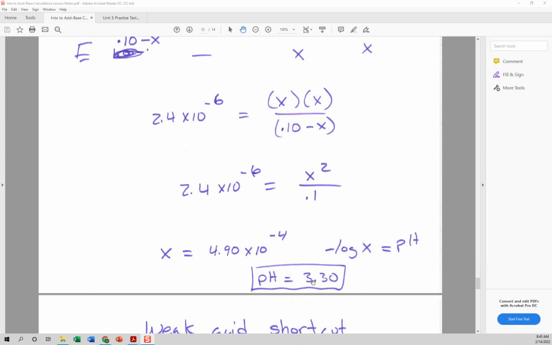So let's think about it. If I had 0.1 molar HCl, the pH of that would be 1, the negative log of 0.1. But if I have 0.1 molar HF, look at the pH, it's only 3.3. That's the difference between a weak acid and a strong acid. A weak acid, you don't get as much H plus for your money. A strong acid, all of the acid becomes H plus.